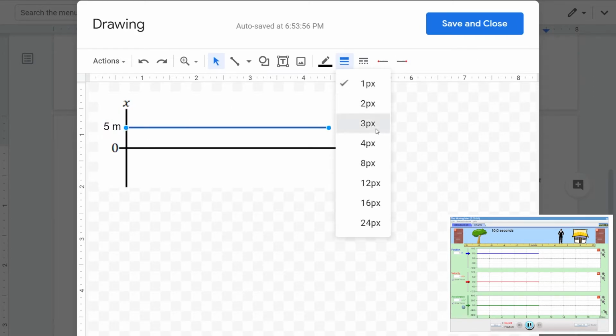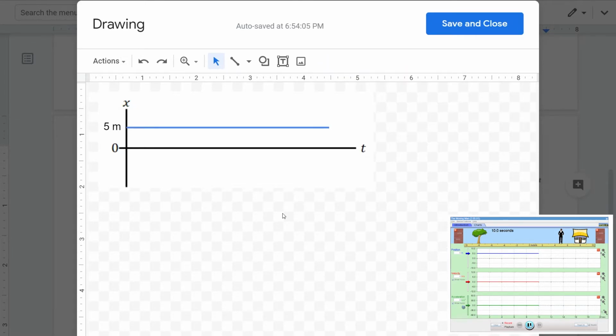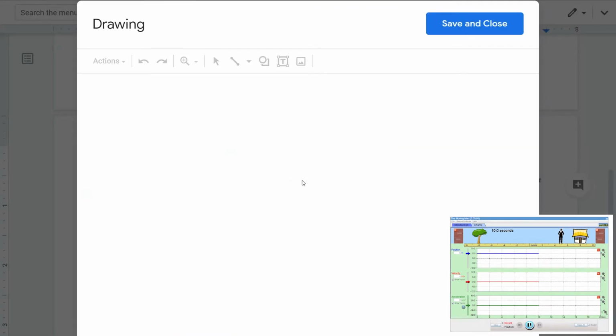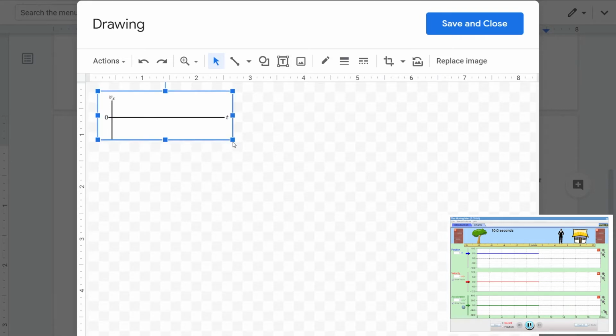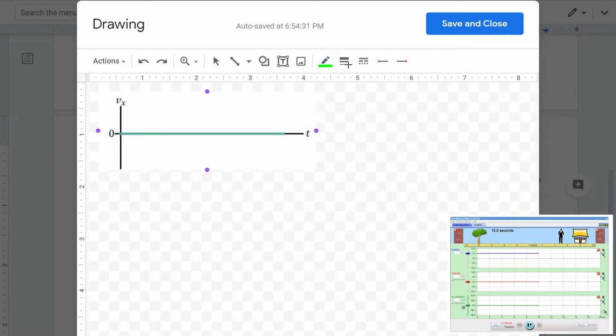Let's thicken up the line. And then I want to color it blue. And this is what our position graph looks like for an object that has constant position. The reason why it has constant position is it has velocity 0. So let's draw the velocity graph. I'm going to use the color green for velocity. And the velocity is 0 the entire time. So let's put a horizontal line at 0 and thicken it up.